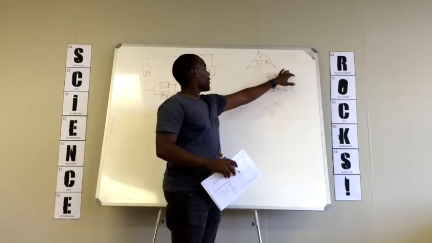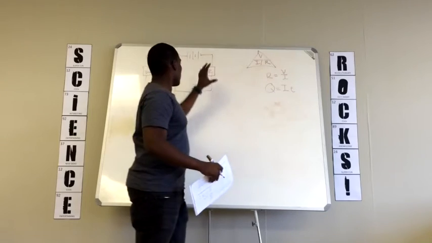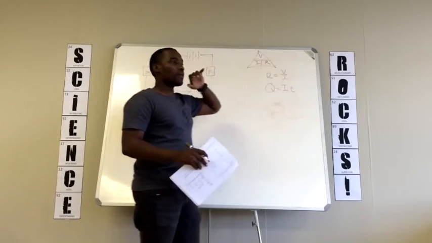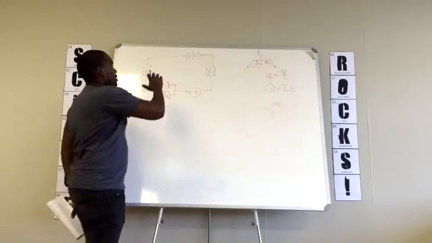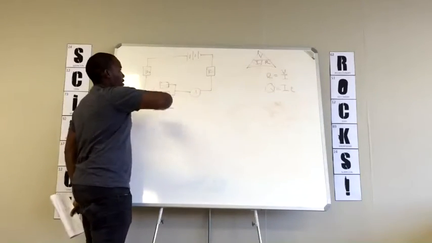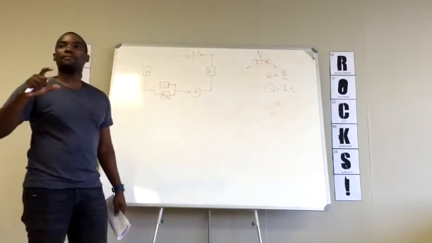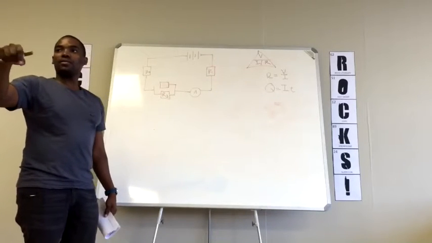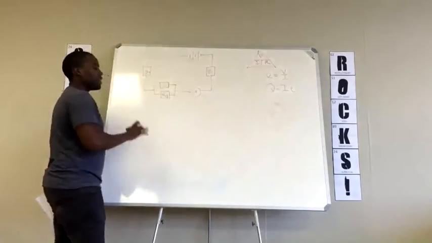R is equal to V over I, that's our Ohm's law, where the resistance in a component is equal to the potential difference across that component divided by the current. A few things I want you to remember. When we deal with current, does current act in series versus in parallel? In series, it's the same. So current splits in parallel and it's the same in series.